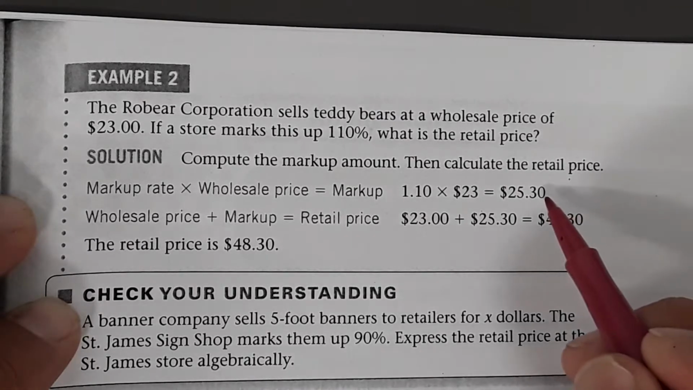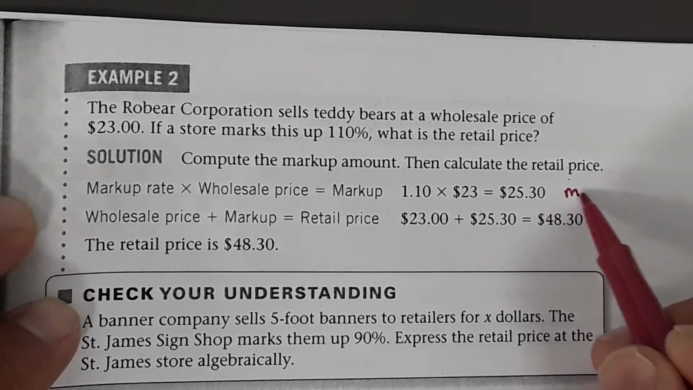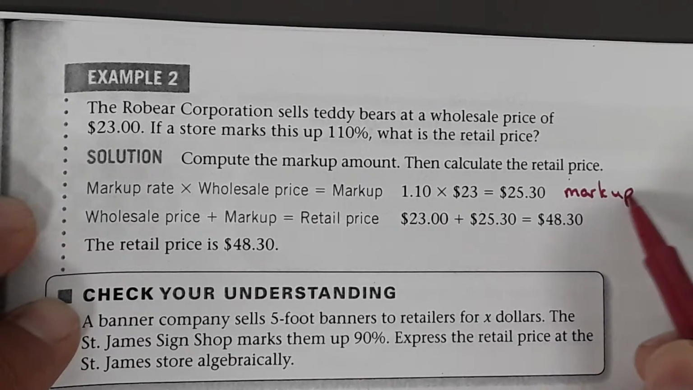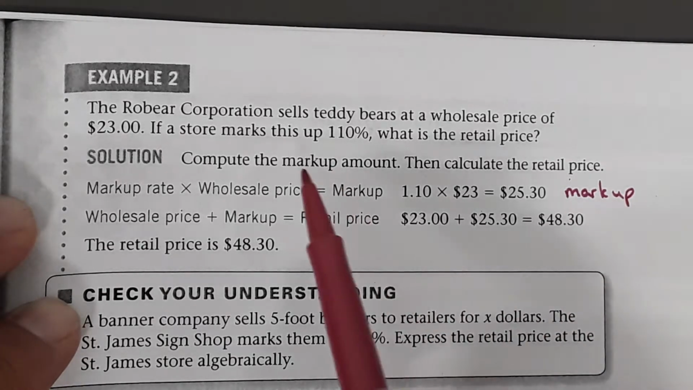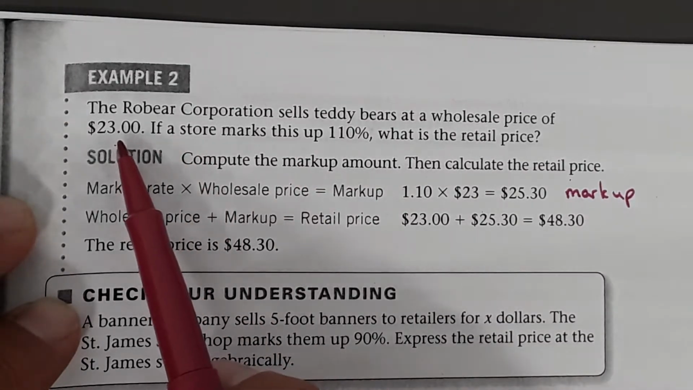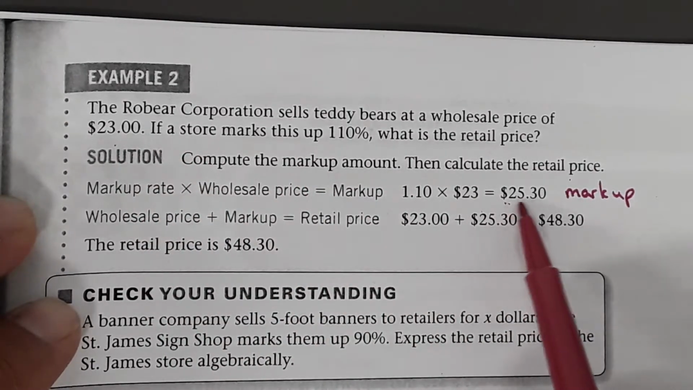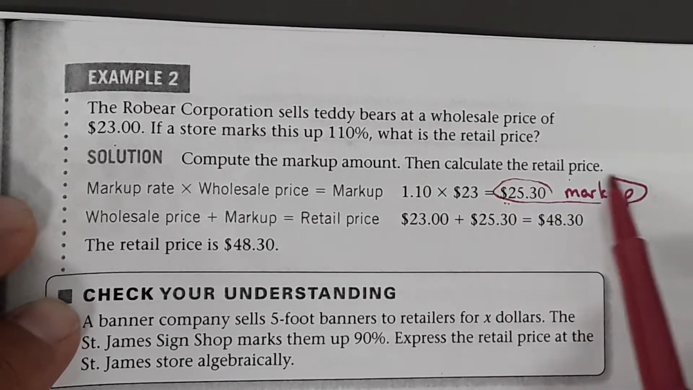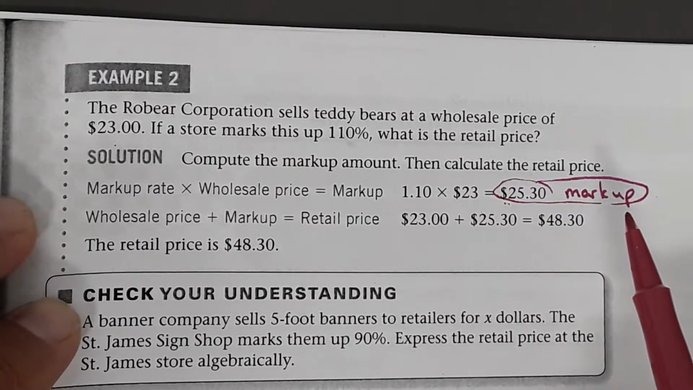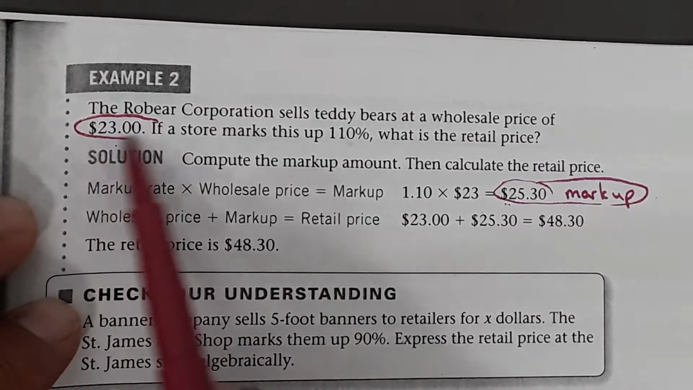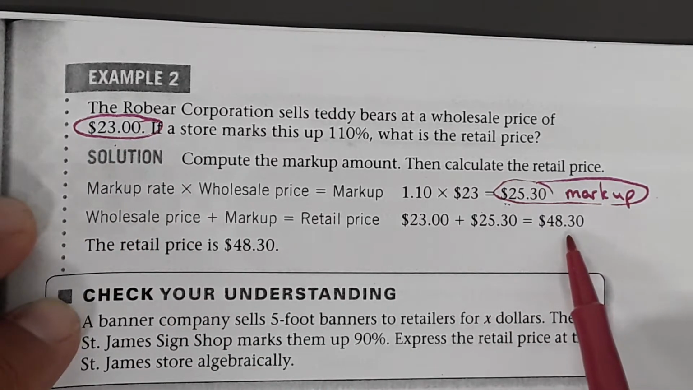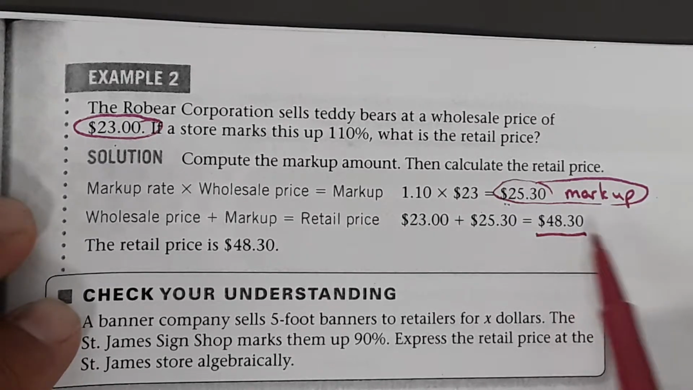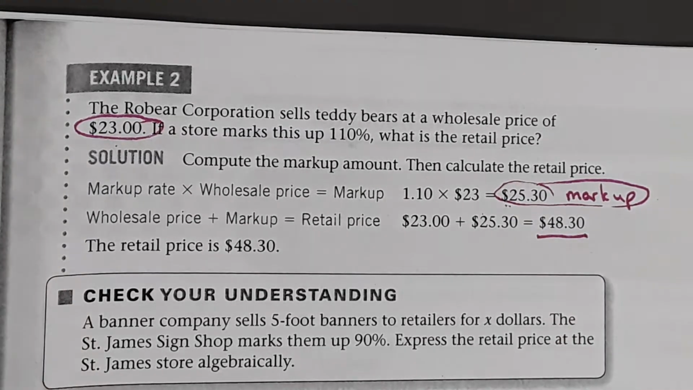Now this is not the new price. This was the markup amount. So they're selling them at $23, and then they're getting marked up $25.30. So to find the retail price, I need to add these two numbers together. So now the retail store is reselling those items at $48.30. That's how they make their money.